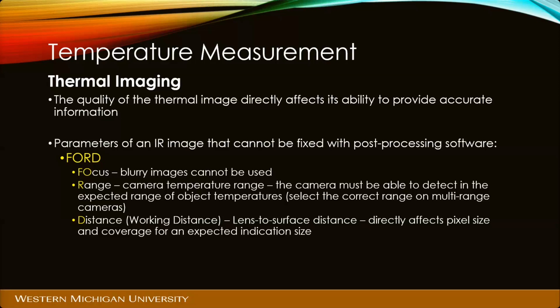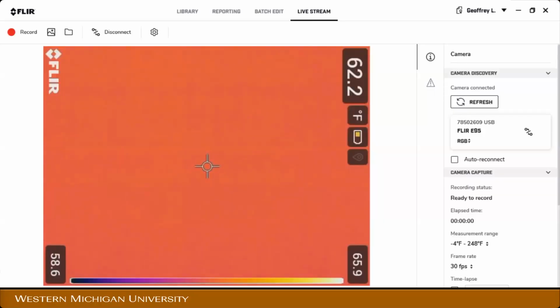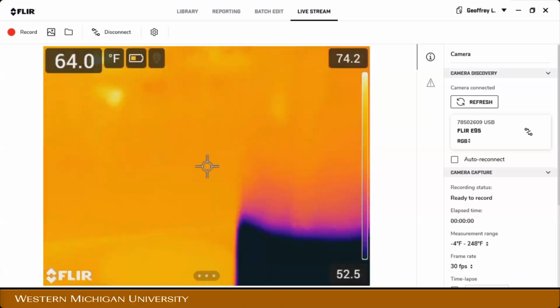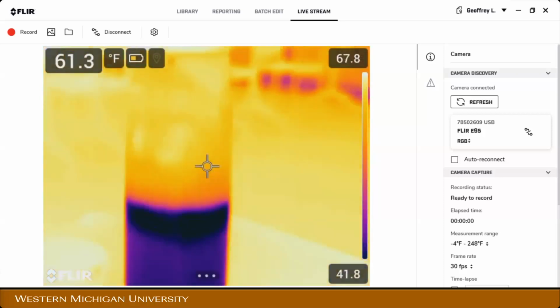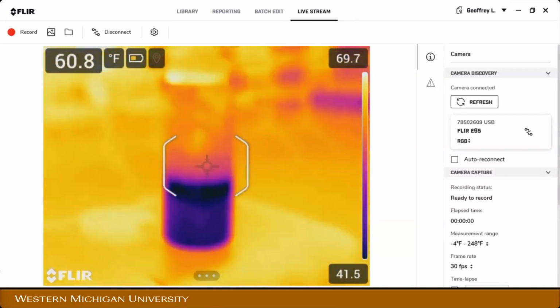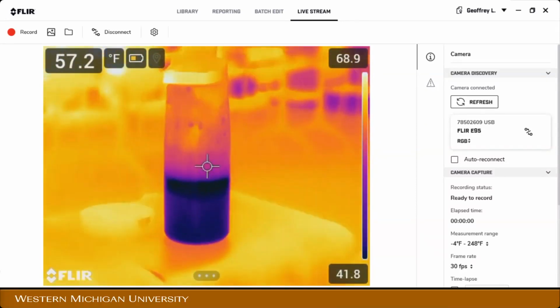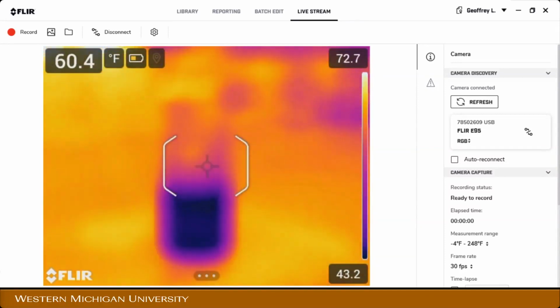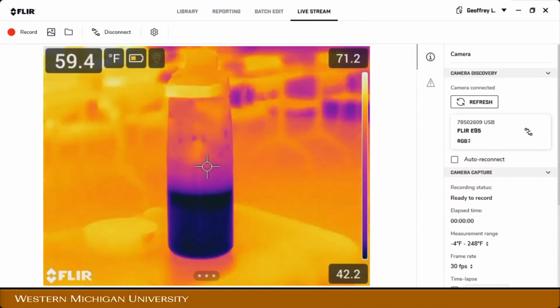The first two letters stand for focus. Remember when I had the camera last time, I mentioned there's two ways we can focus. A water bottle is a good thing to focus on. You can see here's my water bottle. You can see where the ice water is and where it's not. That image right there now is in focus, which means we can accurately measure it.